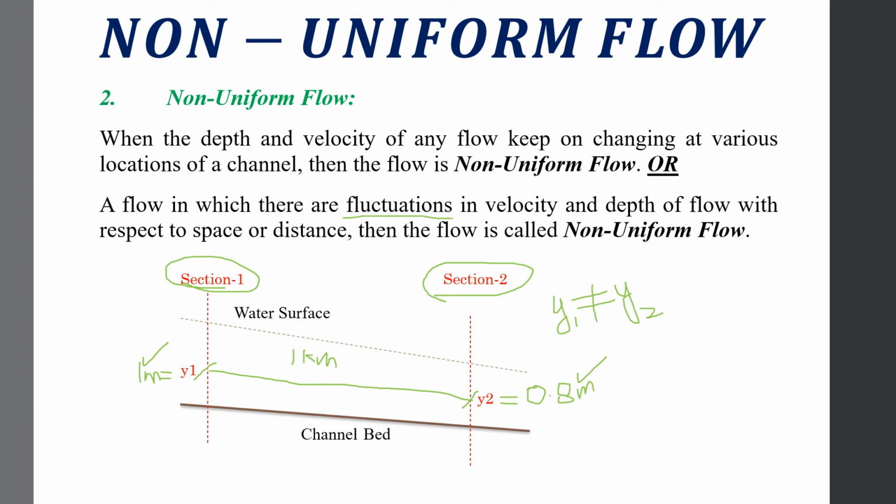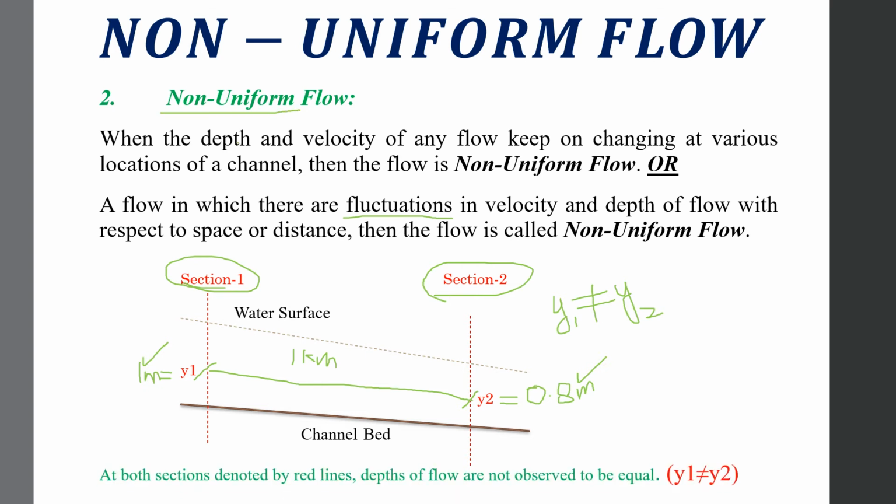If depth is changing, then there will be a change in velocity, but we only observe one parameter. You may observe depth, you may observe velocity. If any one of these is changing with respect to distance in a flowing channel, then this flow is known as non-uniform flow. By observing this condition in this figure, you can write: at both sections denoted by red lines, depths of flow are not observed to be equal. y1 is not equal to y2, so the flow is non-uniform.